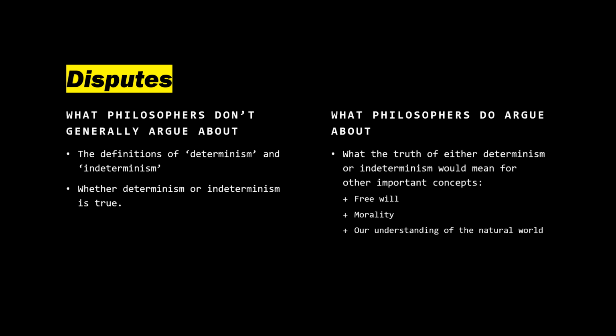The main area of argument is what the truth of either determinism or indeterminism would mean for some other important concepts. Concepts like free will, like morality, or like our understanding of the natural world. There's been some curiosity as to whether free will is compatible with determinism. That is, if determinism were true, then could we actually have free will? And a big part of that depends on what free will means, what it is. That's something we argue a lot about, is what the definition of free will is, not so much about the definition of what determinism is.